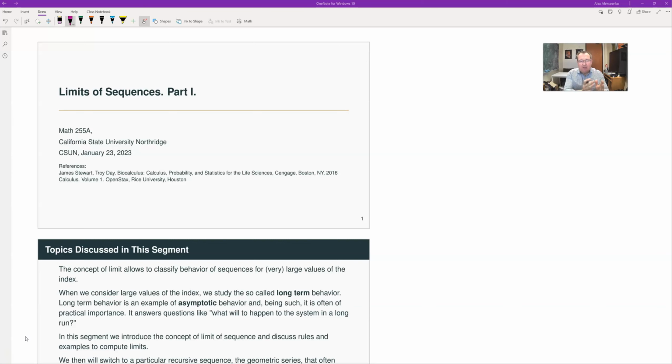So sequences often arise in life sciences as time series. And if we think of a sequence as a journey from one element to another, to another, to another, then thinking about limits can be compared to thinking about a destination. What happens as we travel down the sequence all the way to the end?